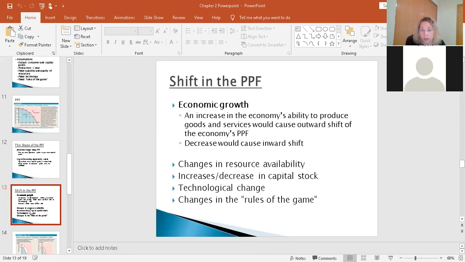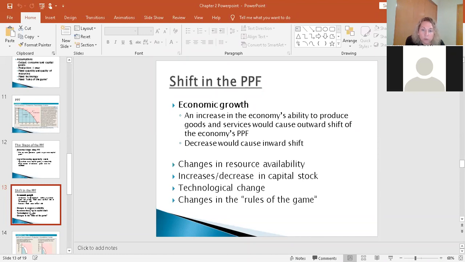The first is a change in resource availability. Have you run out of resources? You might see a decrease in your PPF. Have you discovered new resource availability? Typically, that's what we see happen, and that would increase a PPF. So technically, it could go in either direction because of a change in resource availability.